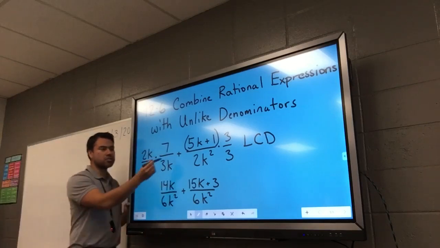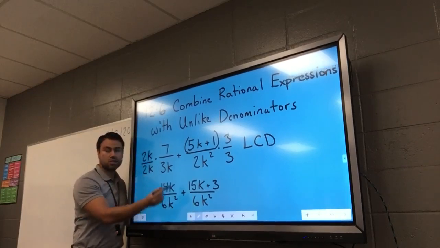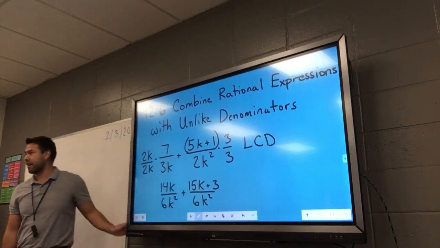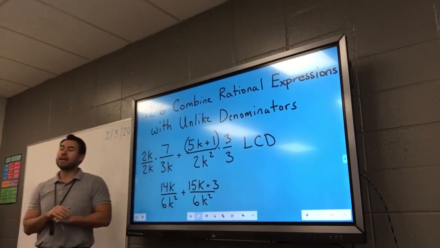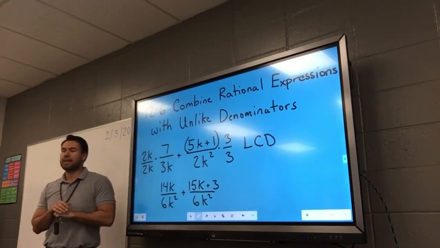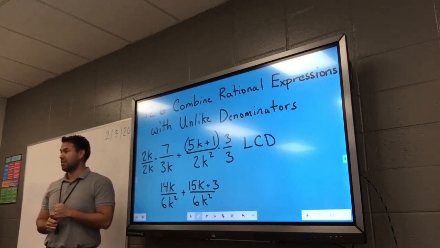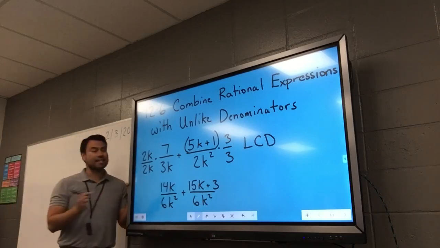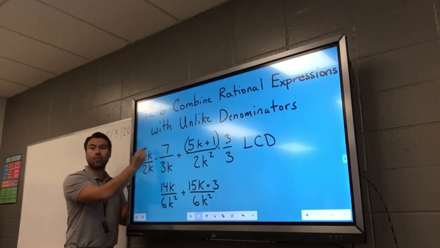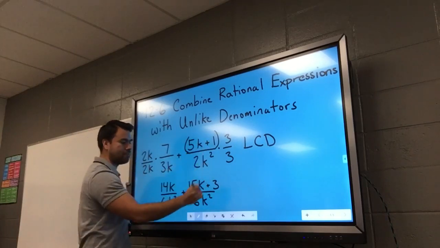Let me ask this question. 7 over 3k and 14k over 6k squared, are they the same value? Yes. They're the exact same value. Someone tell me why that has to be the case. They have to be the same value because of some property, maybe? Identity. You multiplied by 1, you keep the same identity. And then we multiply this one by 1, same identity.